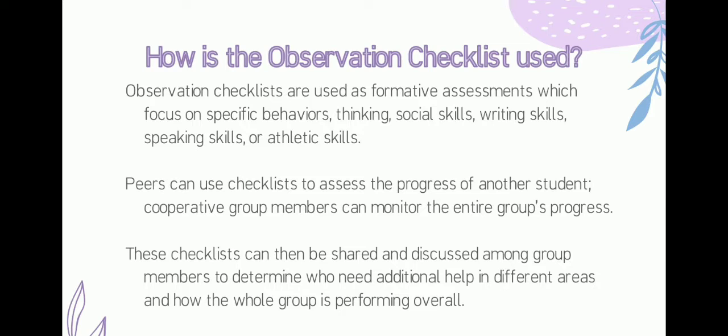These checklists can then be shared and discussed among group members to determine who need additional help in different areas and how the whole group is performing overall. So checklists can also be used as performance task assessment lists. Also, these lists include the criteria for a specific project or performance and sometimes the point value that will be assigned to each criterion. So in addition, these types of lists can also be developed into rubrics that provide indicators of quality.